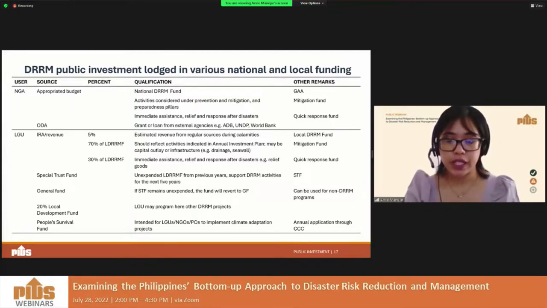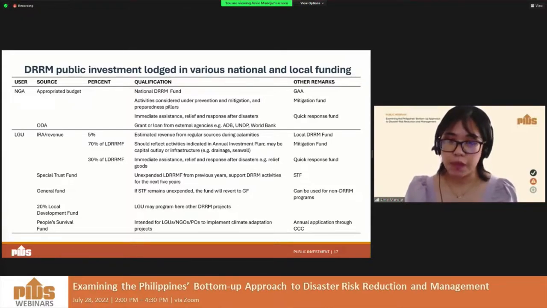So this is just a breakdown of definitions and percentages. So particularly for LDRRM-F, that 5% is further divided into 70% and 30%. Yung 70% is the mitigation fund, and 30% is what we call as quick response fund. Quick response fund can only be availed or it can only be utilized once an LGU is declared under a state of calamity.